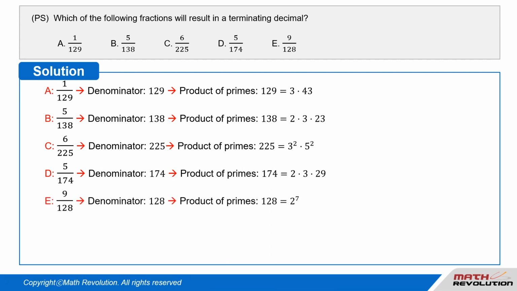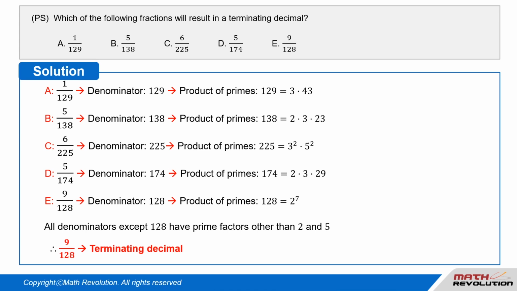E. 9 over 128. Here the denominator is 128, and when expressed as a product of its prime factors, we get 128 equals 2 to the power of 7. As we can see, the denominators of the answer options except 128 have prime factors other than 2 and 5. Thus, 9 over 128 will result in a terminating decimal, and E is the correct answer. Answer E.